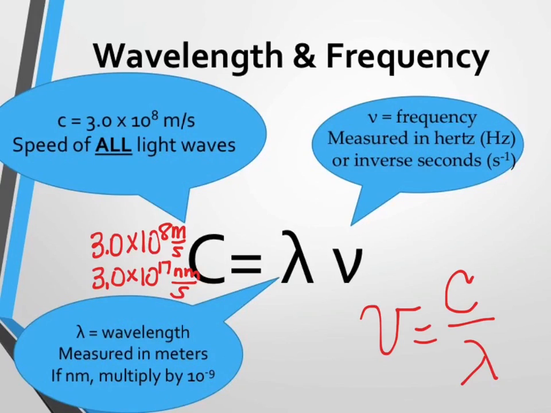Lambda is wavelength, and that is measured in meters or nanometers. And nu, the unit for nu, is hertz, Hz, or 1 over seconds. That is the unit for frequency.